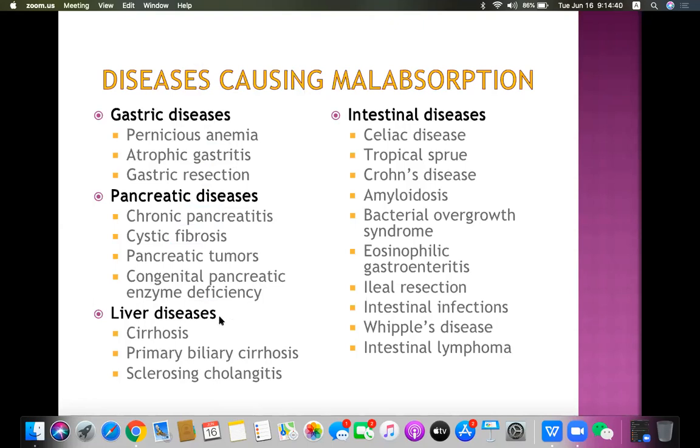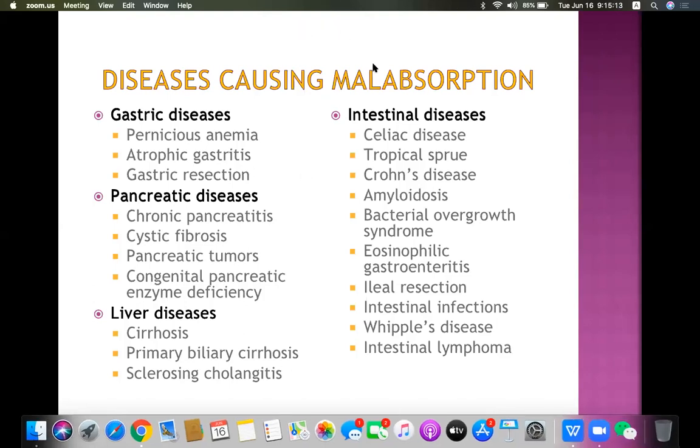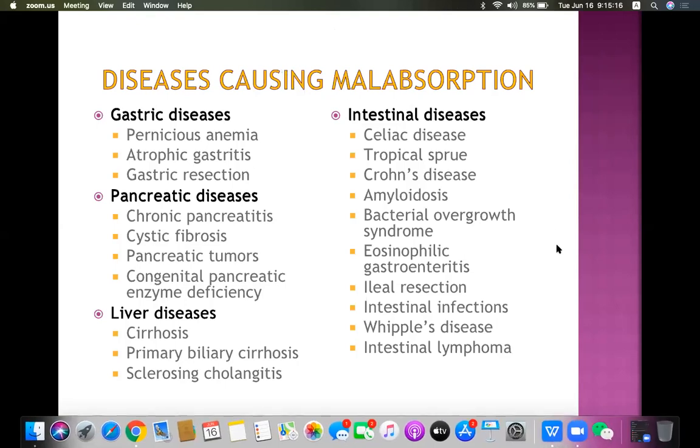Now, the third heading is liver disease: cirrhosis of the liver, primary biliary cirrhosis, and sclerosing cholangitis. We need bile for fat absorption and fat-soluble vitamin absorption. So if liver diseases like this are there, and if there is decreased production of bile, or a disturbance in the flow of bile towards the intestine, then fat cannot be absorbed. So fat malabsorption can occur easily. This is the explanation.